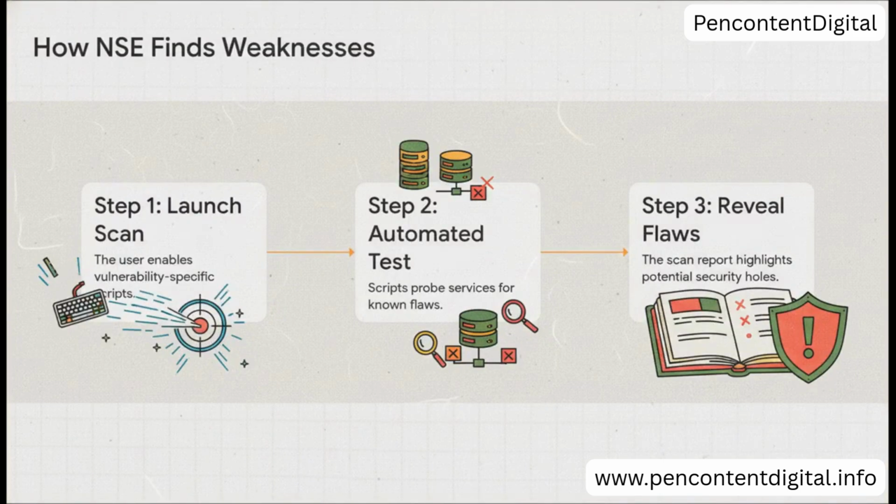And the best part? The process is super straightforward. You basically just tell Nmap, hey, run these vulnerability scripts for me. It then goes off and automatically tests every service it discovered, checking them against this massive database of known weaknesses. And what you get back is a nice, clean report that says, here are your security holes, go fix them. It's like having your own personal automated vulnerability hunter on call 24/7.